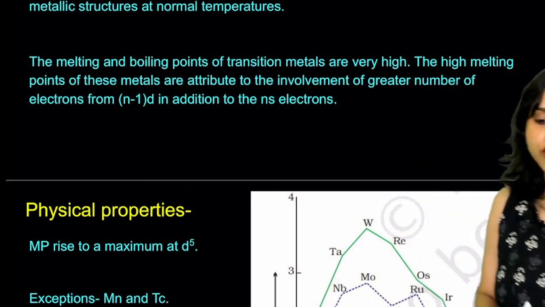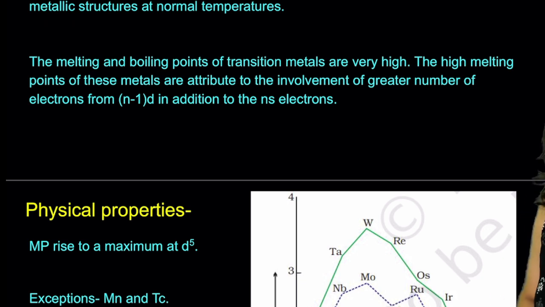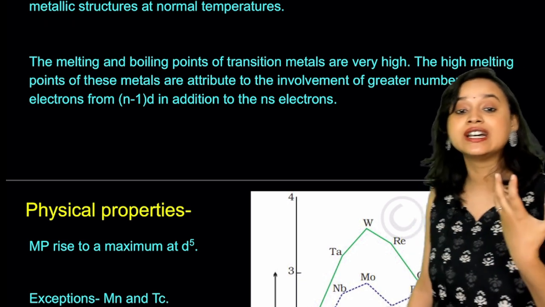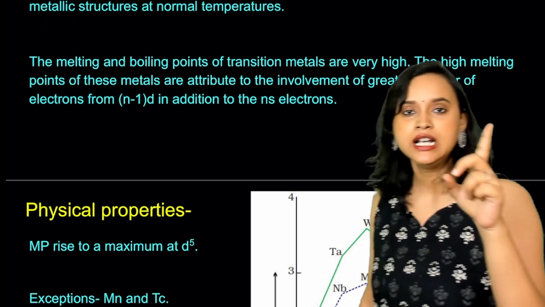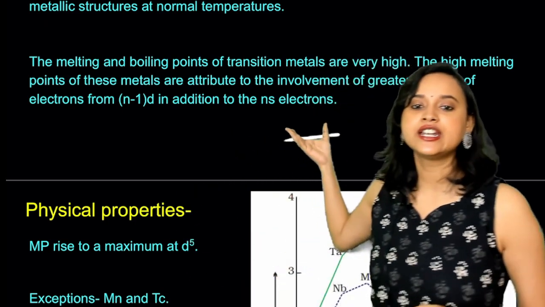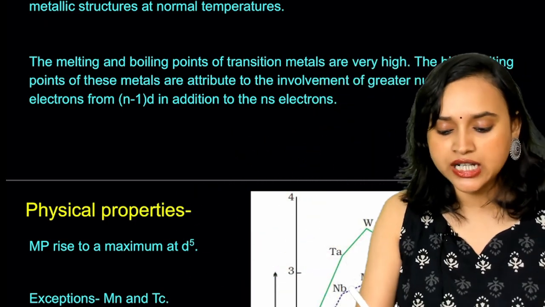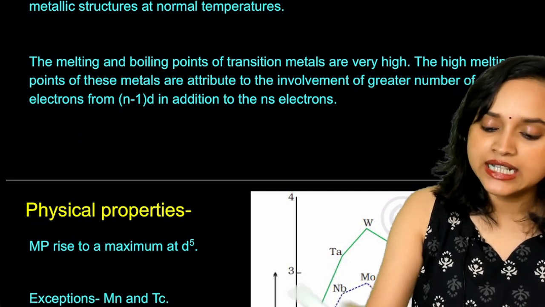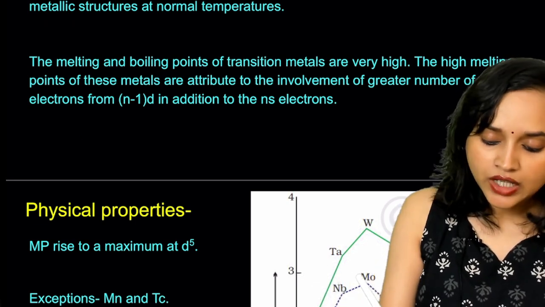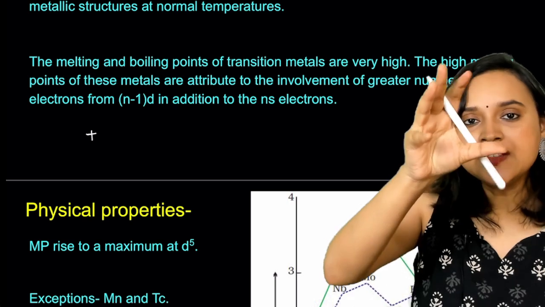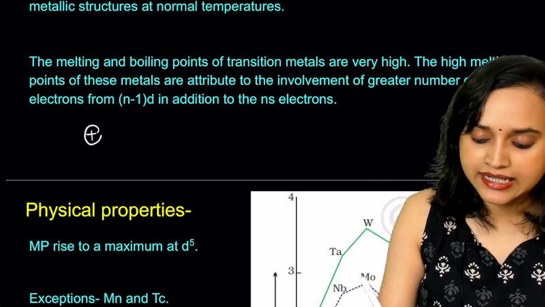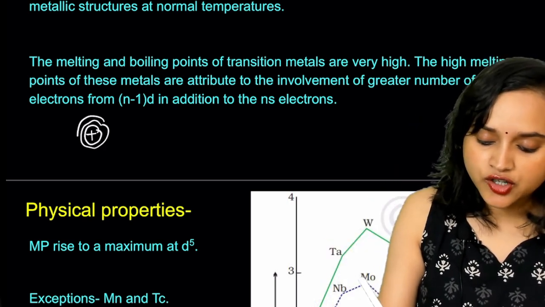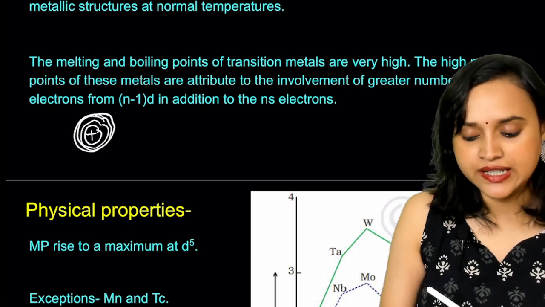The high melting point of these metals is attributed to the involvement of a greater number of electrons from n-1 d in addition to the ns electron. So everybody, try and understand this. Suppose this is the metal, take a look at it. This is the positive sphere of the metal. This is at the center, and after this you will have electrons here, you will have electrons here, you will have electrons here, right?